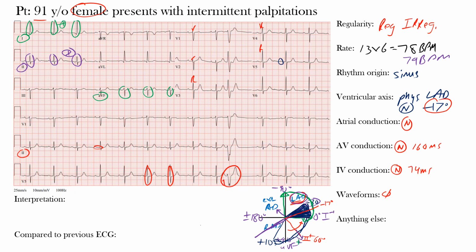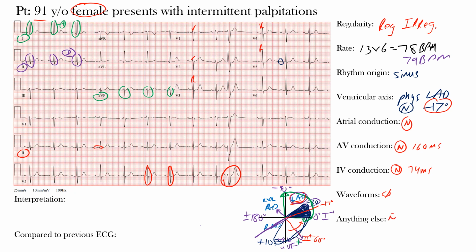Normally, the transition occurs between leads V3 and V4. If it occurs earlier than V3, we call this a counterclockwise rotation or early transition. If it occurs after lead V4, then we call that a clockwise rotation or late transition. Therefore, because the transition appears to occur somewhere between leads V4 and V5, we would actually call this a clockwise or late transition. Okay, so we'll write that here.